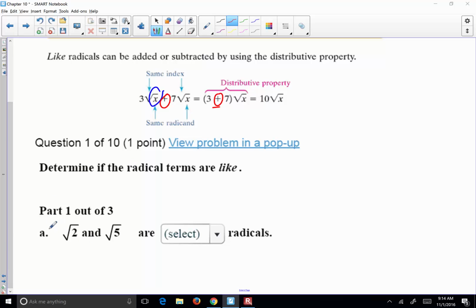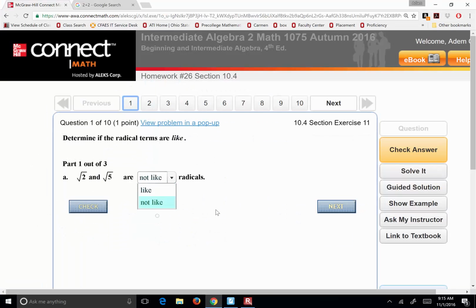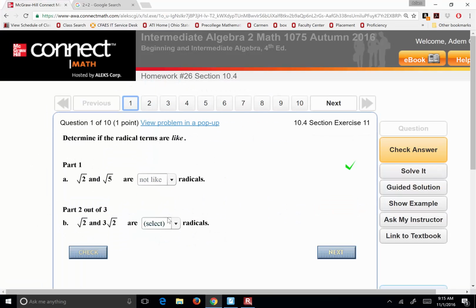So here is question 1, part A. Are these 2 radicals like or not? Are they like? No, of course not, because although the prison type, the index, is the same, what is different? Different prisoners, or radicands. You see 5 and 2 are different, so we cannot add them. So we will go ahead and choose no here. They are not like.